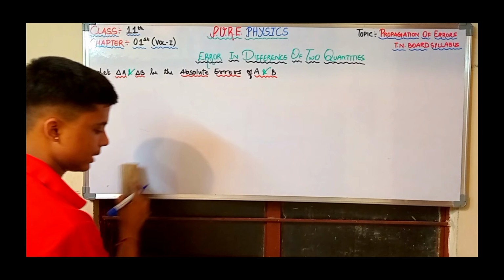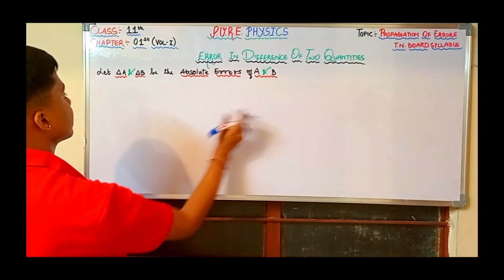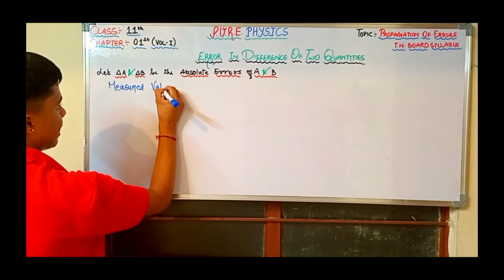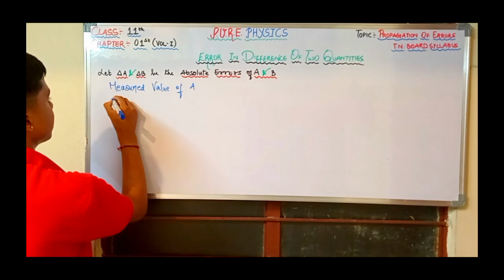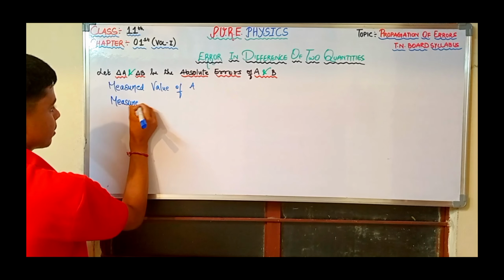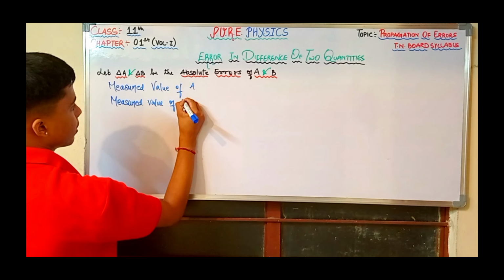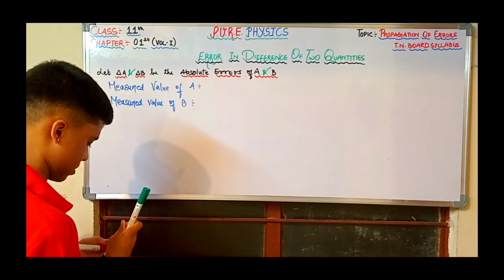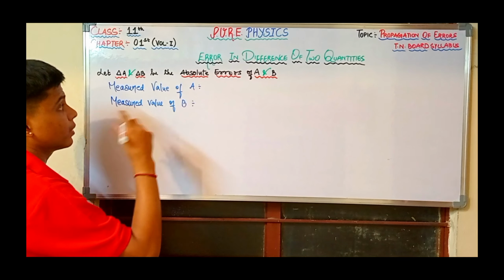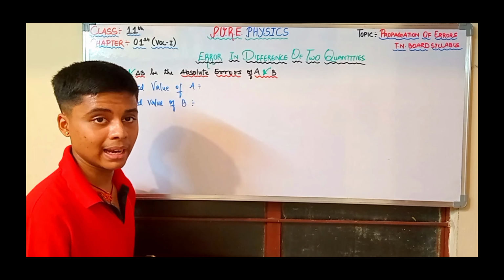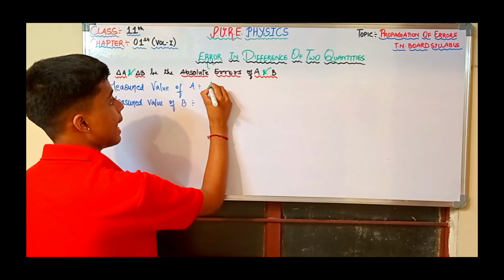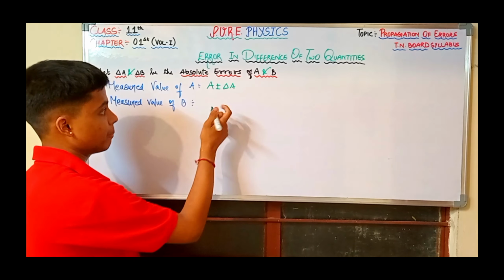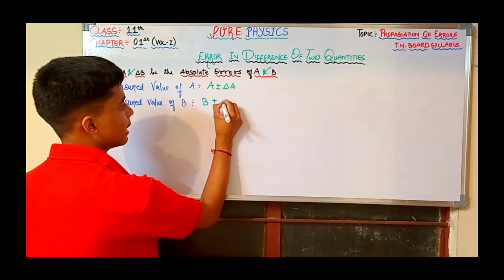Now let us move on to the next step of this derivation. Now I'm going to take the measured value of A and the measured value of B. As I did in my last video, the measured value of A is always A plus or minus delta A. It will be either slightly more than A or slightly less than A. For B, it is the same, B plus or minus delta B.